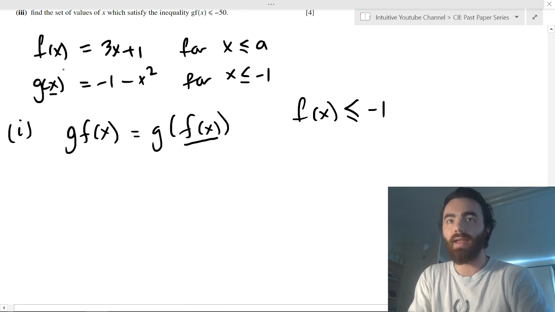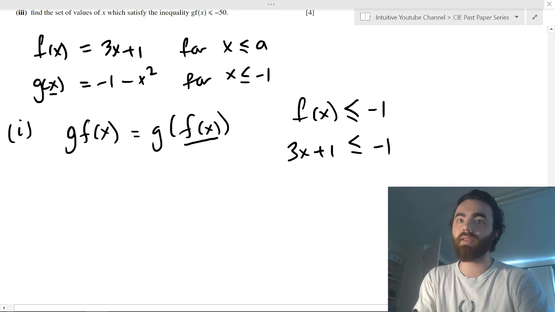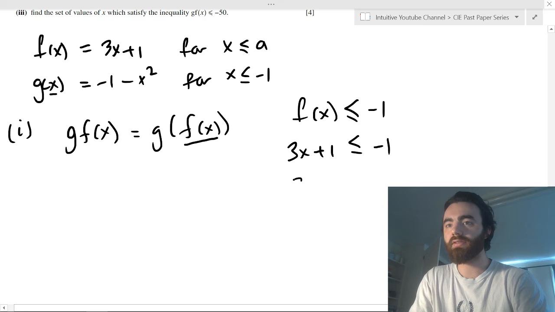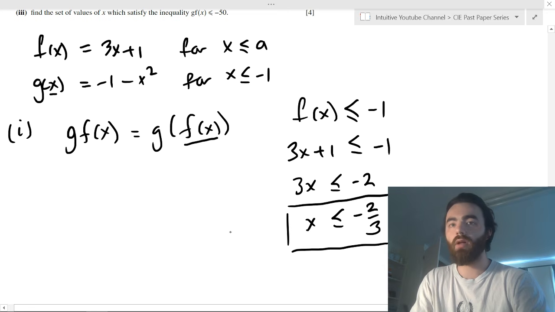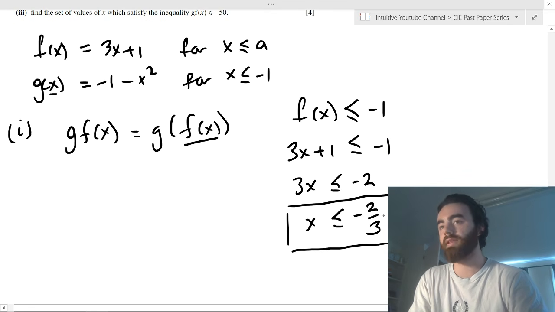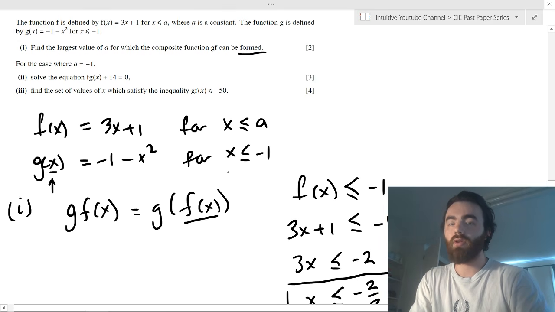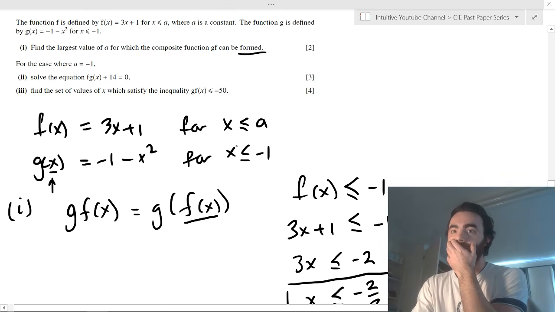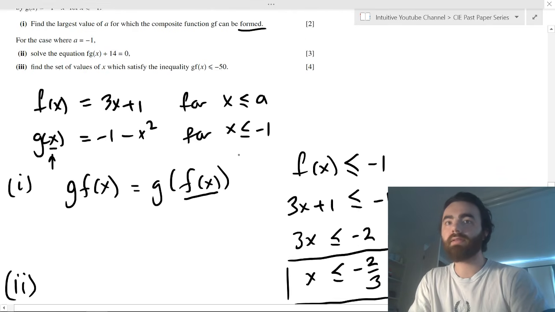So from there, we can find a, because we can say that f of x is 3x plus 1. That means that this has to be less than or equal to negative 1 for this composite function to be formed. So 3x is less than or equal to negative 2, and x is less than or equal to negative 2 over 3. So for g of f of x to be formed, x must be less than or equal to negative 2 over 3. And that's because of the restraint on the input into g of x, which must be less than or equal to negative 1. Okay, hope that makes sense.